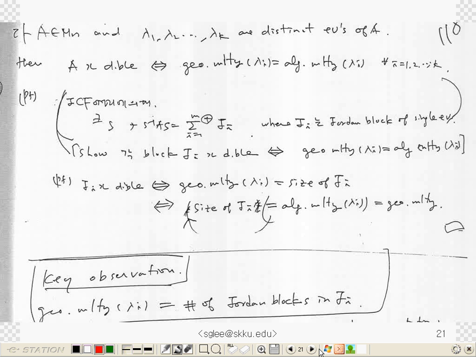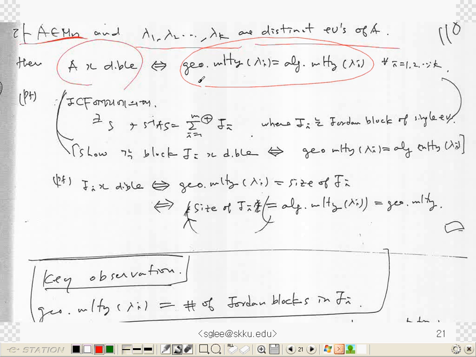Jordan canonical form problems. That was a part of the previous homework problem, to find the Jordan canonical form and the matrix Q. Anyway, if A is an n by n matrix and these eigenvalues are distinct, then A is diagonalizable if and only if the geometric multiplicity of lambda i is the same as the algebraic multiplicity of lambda i for all i. And this is what we already proved, and this is a review.